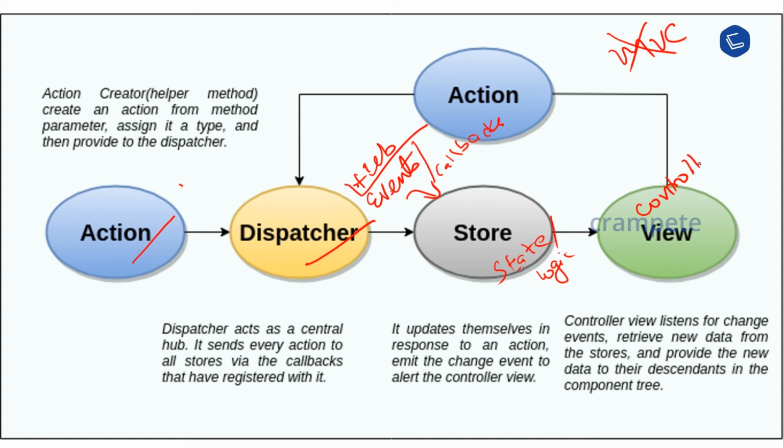So this is also called the controller view. It is located atop of the chain to store the logic, to generate actions and receive new data from the store. It is a React component which makes it listen to change events, receive the data from the store and re-render the application.